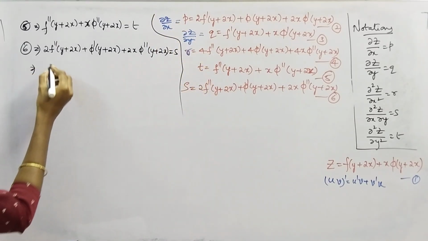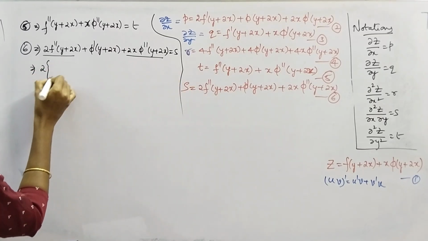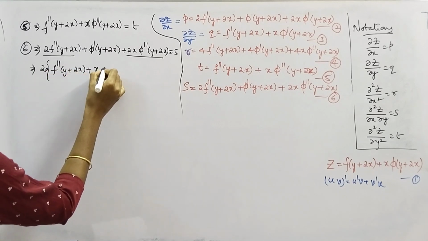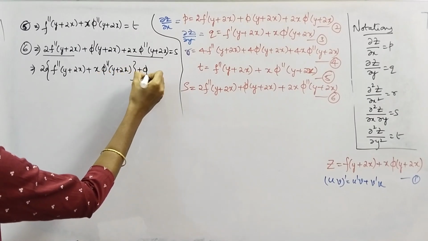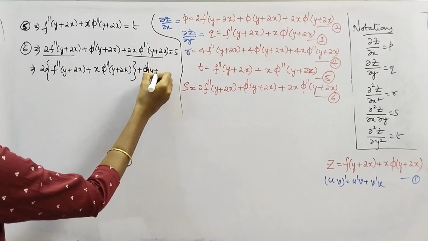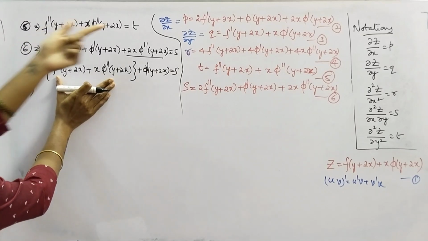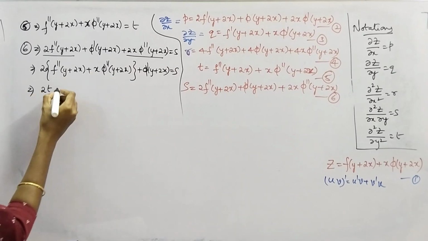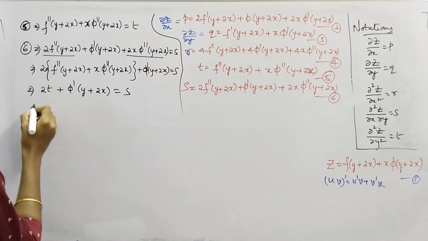Now take 2 common from these two terms. You will get 2 times (f'' of (y + 2x) plus x into φ'' of (y + 2x)) plus φ' of (y + 2x) equal to s. And this can be replaced by t, since f'' plus x φ'' is t. So we'll get 2t plus φ' of (y + 2x) equal to s.